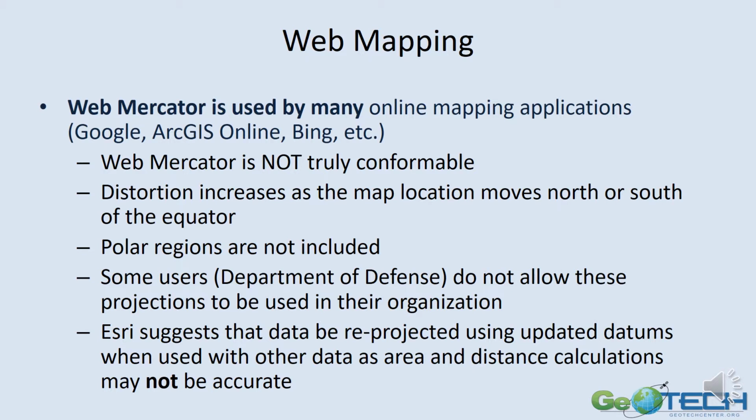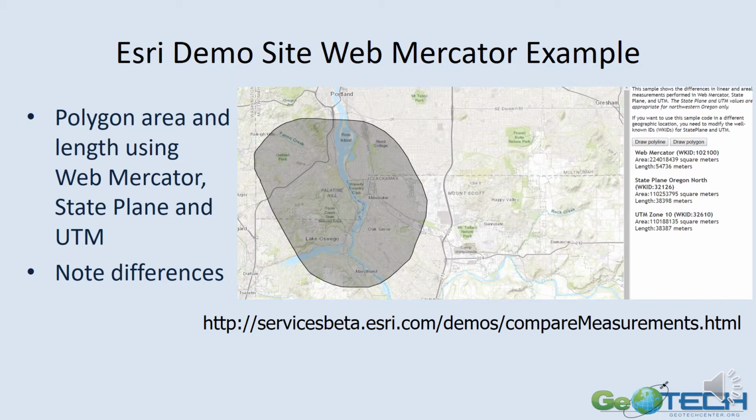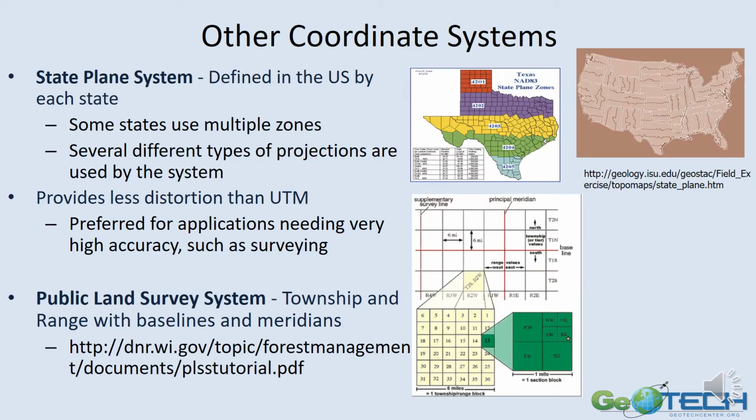Esri suggests that data be reprojected using updated datums when used with other data, as area and distance calculations may not be accurate. We saw how inaccurate they can be. Esri has a little demo site that's kind of interesting to show the differences. So this is going out to that demo site. We can create a polygon in a region and look at the different values. Web Mercator is showing an area that is quite different than State Plane or UTM Zone 10. So if you need accurate results, make sure that you have used the correct map projection.